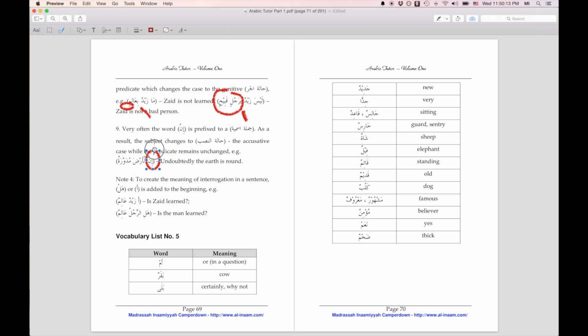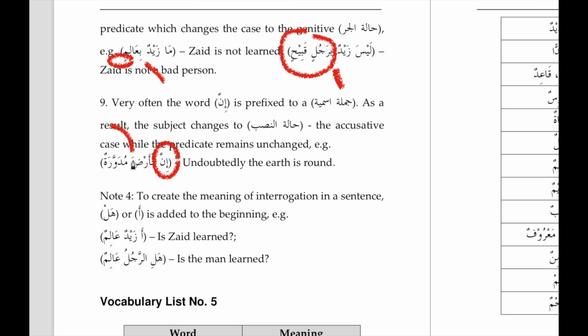So having this inna over here caused the i'rab of arda to become arda with a fatha. Let's see if I can zoom in a bit right here. So it was ardu, but having this inna, it became arda. But the last word, the khabar of it, the predicate, remained as is. Later we will learn that the first part is called ism inna and the second khabar inna.